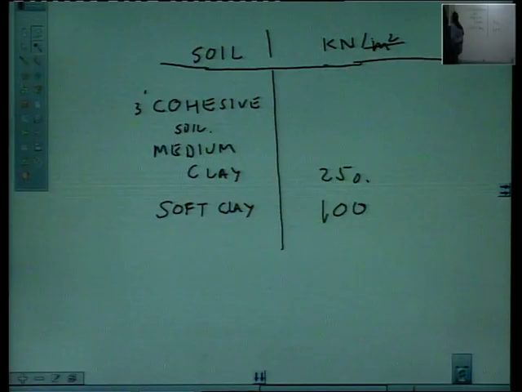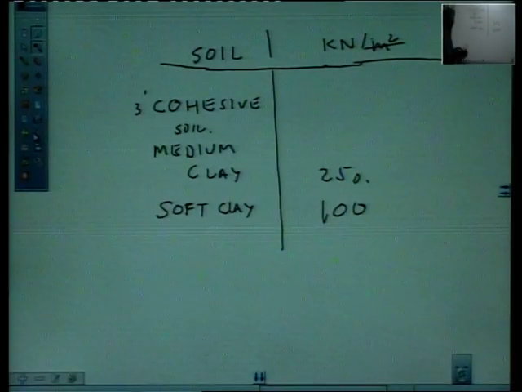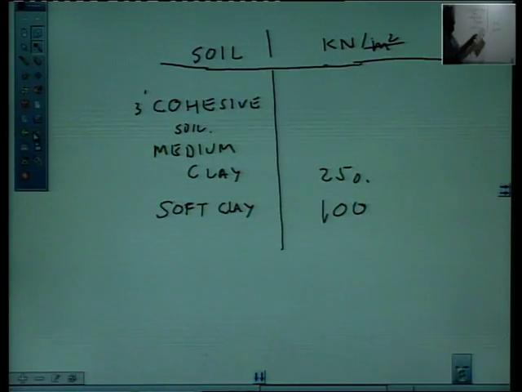So, compare the previous data. Rock is having 3300 kilonewton per square meter, whereas soft clay is having 100 only. So, it is the underneath strata which is very important for the structure.